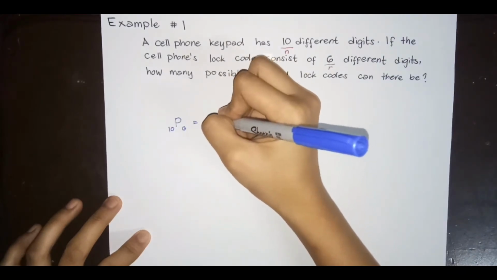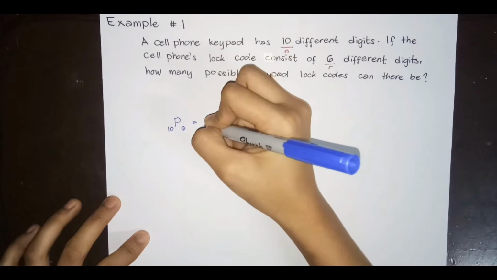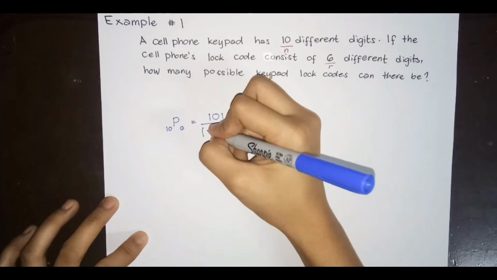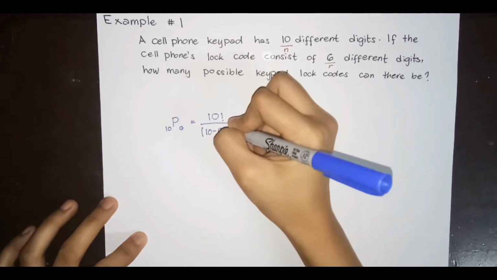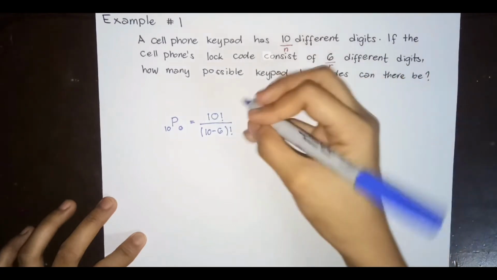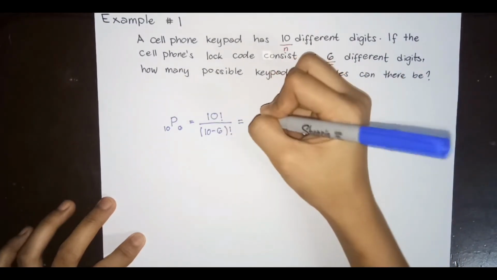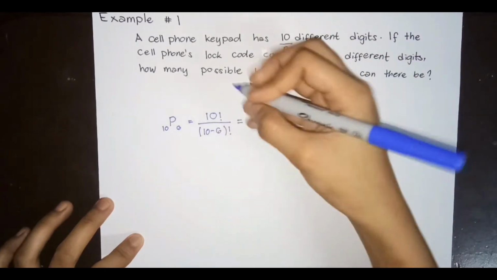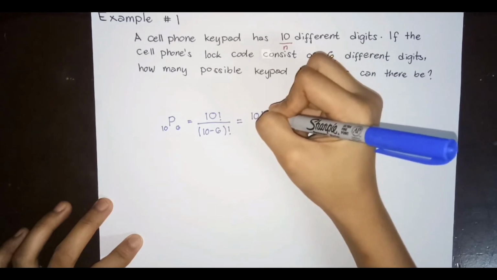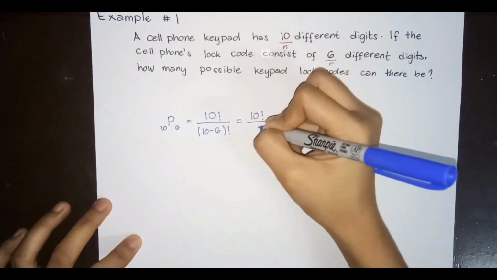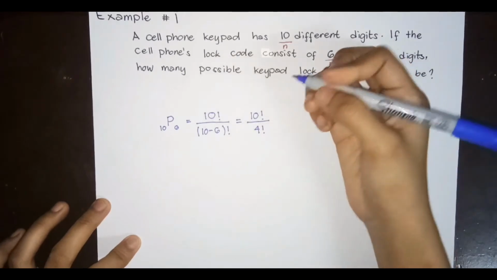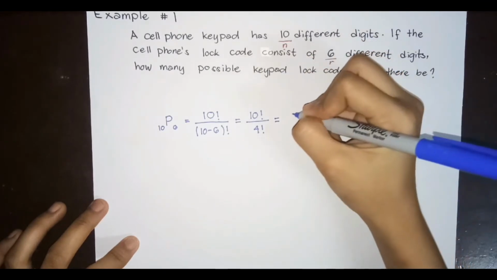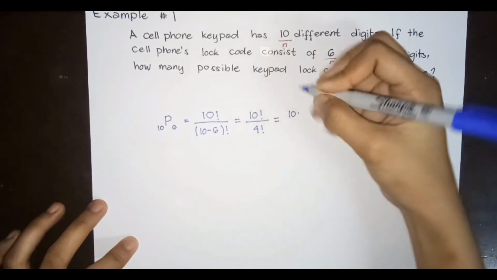So that would be 10 factorial over 10 minus 6 factorial. 10 factorial stays at the top, and we subtract 10 minus 6, which becomes 4 factorial. Before you start applying the factorial and multiplying things out, you can simplify it by hand, which is going to make things easier.